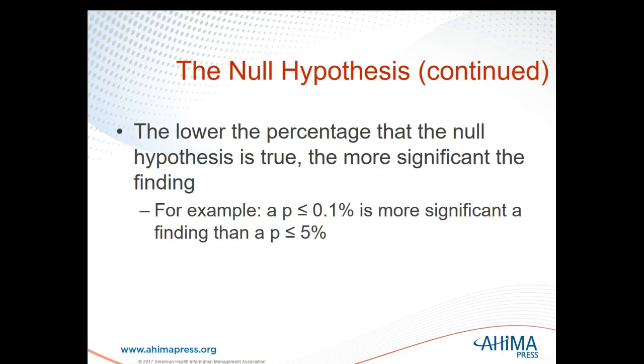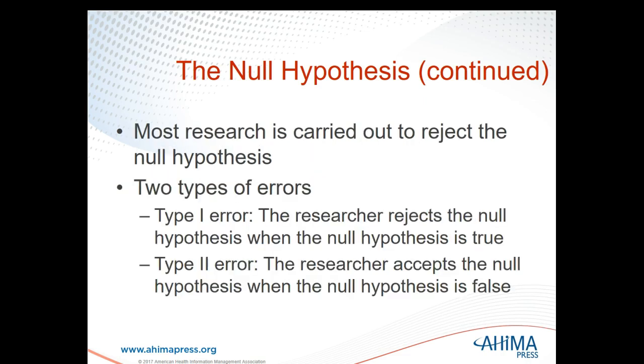The lower the percentage that the null hypothesis is true, the more significant the finding. So, for example, a p-value of less than or equal to 0.1% is a much more significant finding than a p-value of less than or equal to 5%. And like I mentioned before, most research is carried out to reject the null hypothesis. They're wanting to disprove that there is no difference between two or whatever populations they're trying to determine. Usually it's 2. The 2 types of errors.